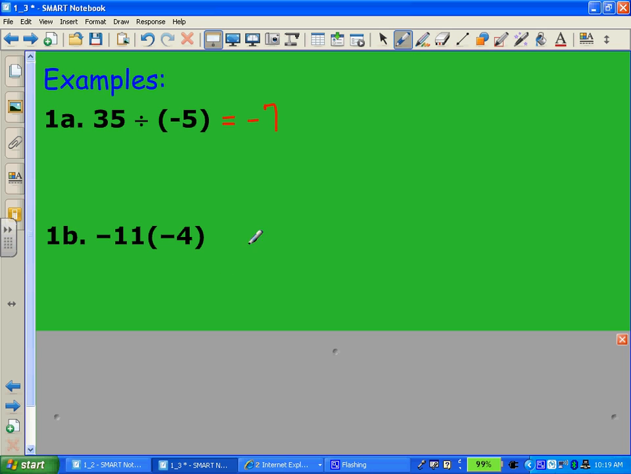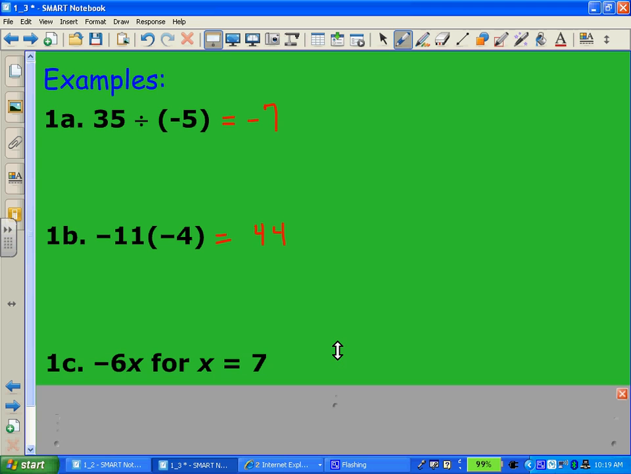Okay, here we have -11 times -4. You can see here we have the same sign, so we already know that our answer is going to be positive. So all we have to do is do 11 times 4, which is 44, and since it's same sign, it's going to be positive.